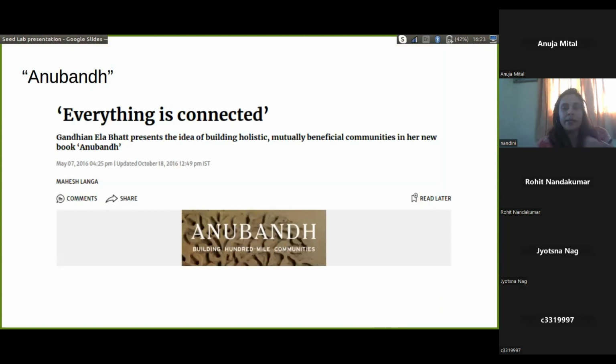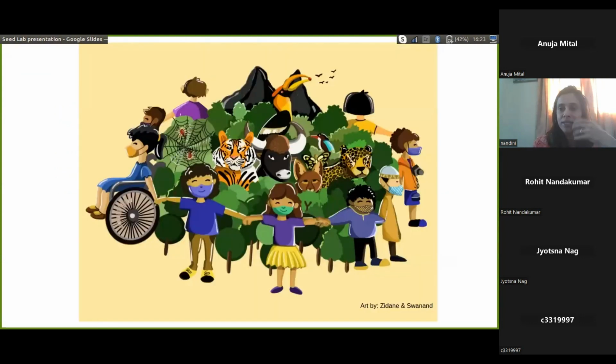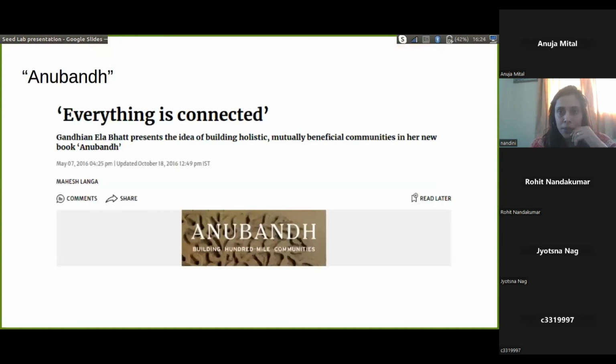And another idea of decentralized leadership, and I just want to arrive at this from multiple ways of looking at the world, because talking about some of these concepts can also sound a bit nebulous. So one was, if you look at what Zidane and Swanand produced, is what I find beautiful about the idea of decentralized leadership.